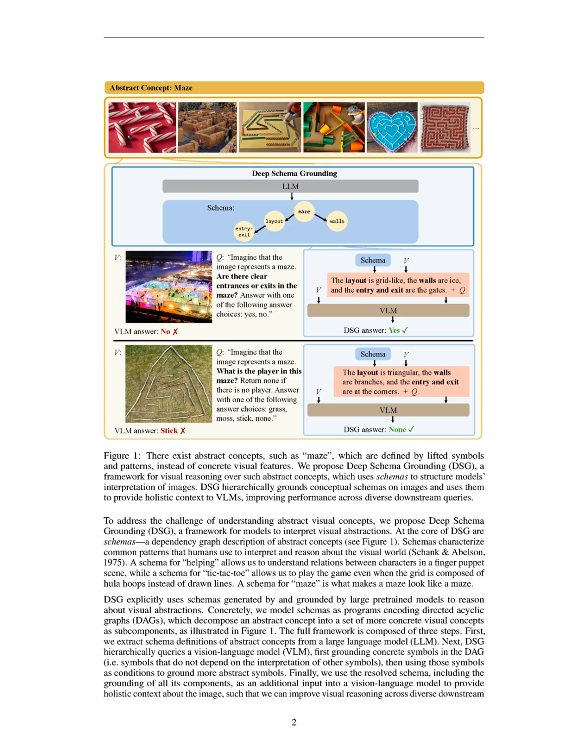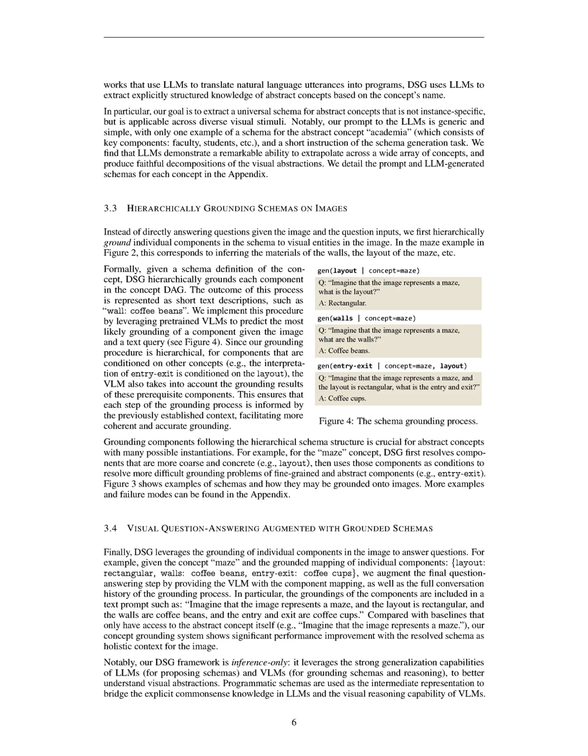DSG addresses this by utilizing schemas, structured representations of abstract concepts that decompose them into concrete visual components, allowing models to ground these components hierarchically in real-world images. This hierarchical grounding process ensures that the interpretation of abstract concepts is informed by the relationships and dependencies among their subcomponents, thereby improving the model's ability to answer questions related to these abstractions accurately.